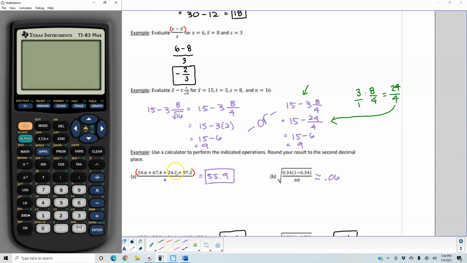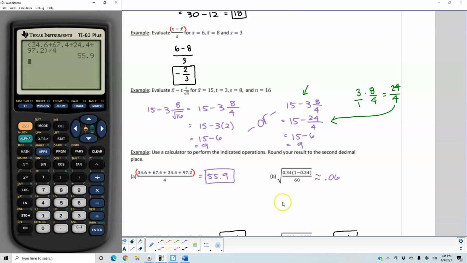Okay, so we have our numerator where we're going to add all these numbers and divide by 4. So when we're putting this in the calculator, we want to put everything in the numerator in parentheses. So we're going to start with a left parenthesis and then have 34.6 plus 67.4 plus 24.4 plus 97.2. And then we're going to close the parentheses, and then we're going to use our division bar, so we're going to divide by the number 4. And then we get the result of 55.9. So we don't have a second decimal, so we're going to leave it as 55.9.